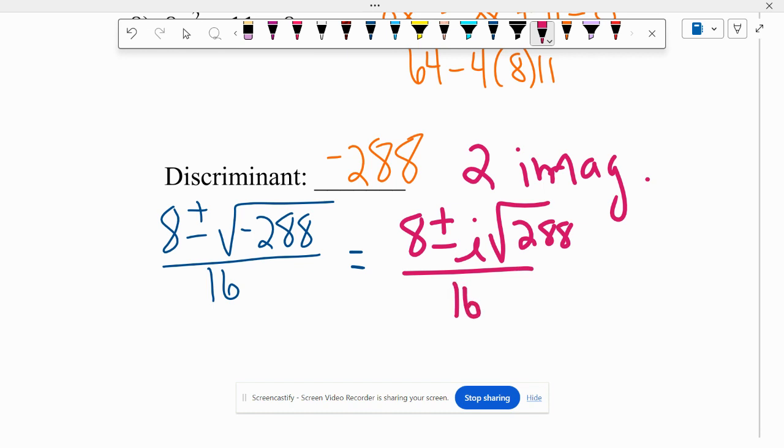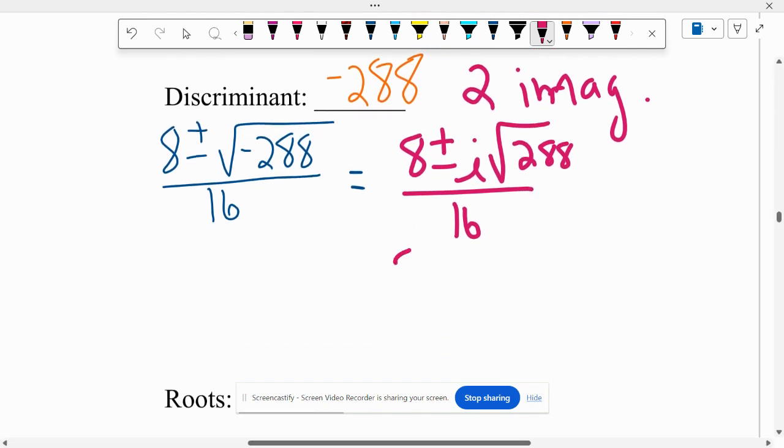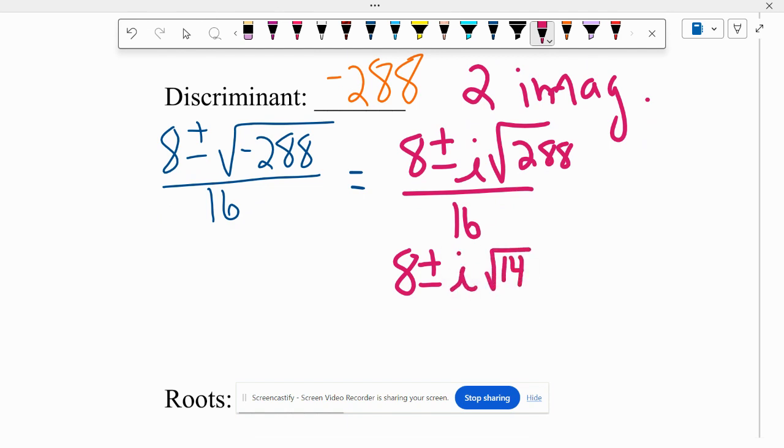Is it divisible by 16? Yeah, it is. Guess what? 2 plus 8 plus 8 is 18. So I know that this is divisible by 16 and 9, which means it's divisible by 144. So 8 plus or minus I square root of 144 times the square root of 2 all over 16.